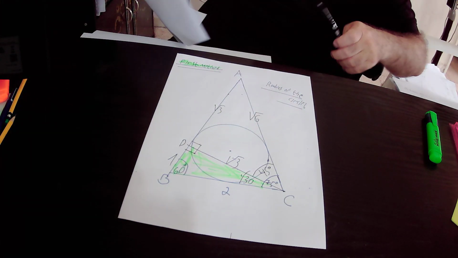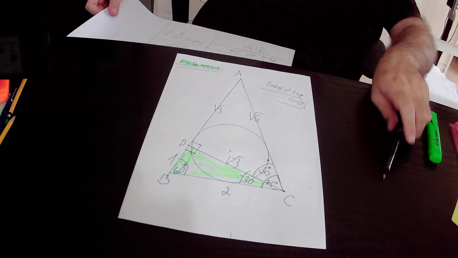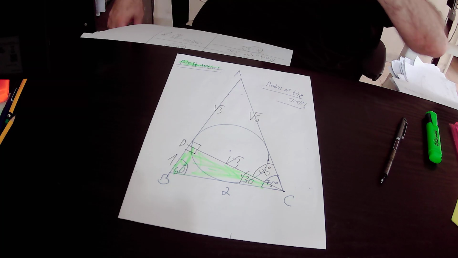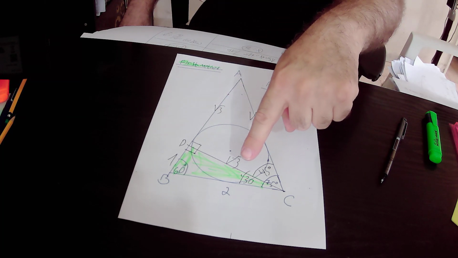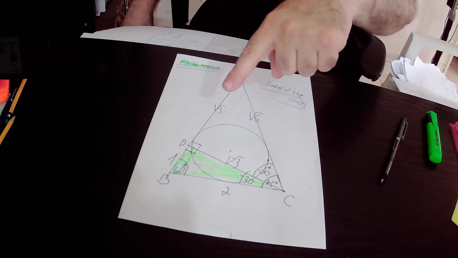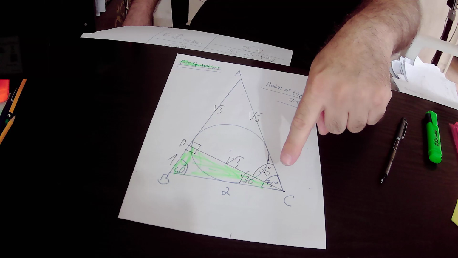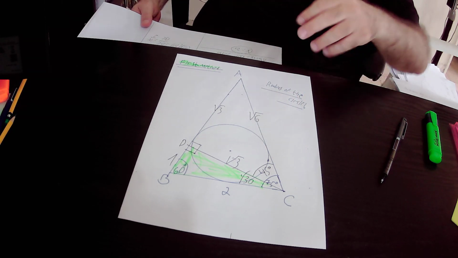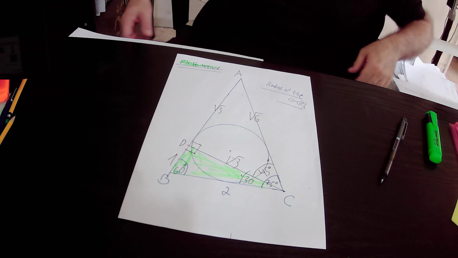So, in the drawing, we have triangle ABC. Inside triangle ABC, we have this circle that is described by triangle ABC. Side BC equals 2 units. Angle ABC equals 60 degrees. Angle ACB equals 75 degrees. And our mission is to find out the radius of this circle that is inscribed by triangle ABC.